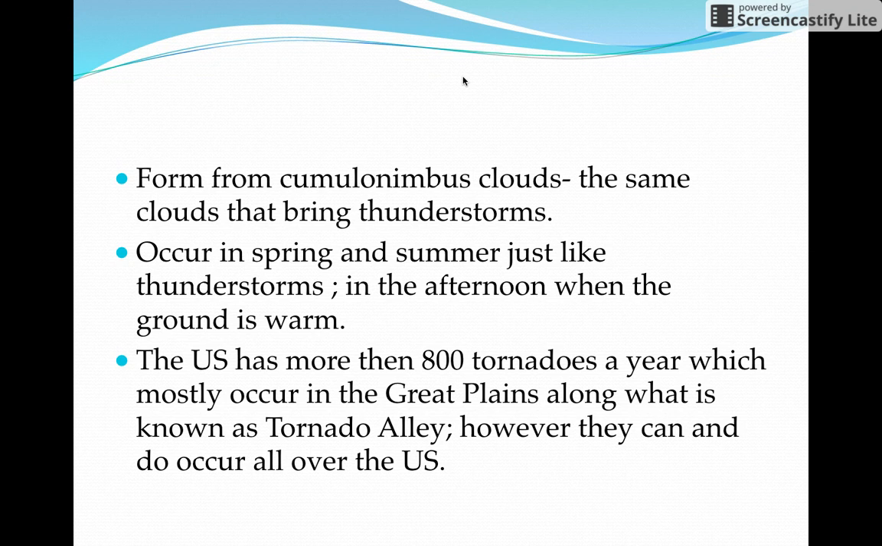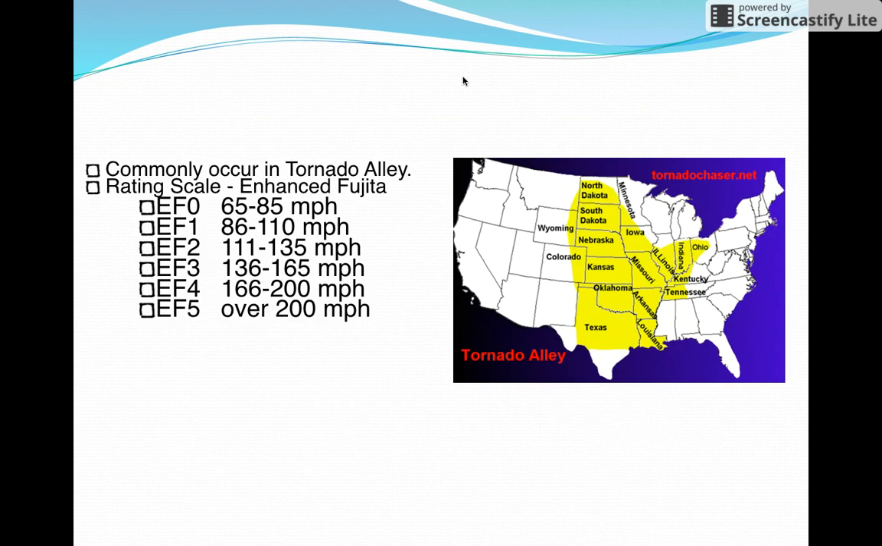The same clouds that bring thunderstorms occur in spring and summer, just like thunderstorms in the afternoon when the ground is warm. The U.S. has more than 800 tornadoes a year, which mostly occur in the Great Plains along what is known as Tornado Alley. However, they can and do occur all over the United States.